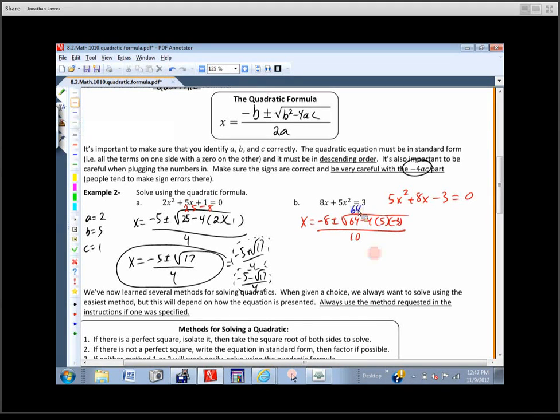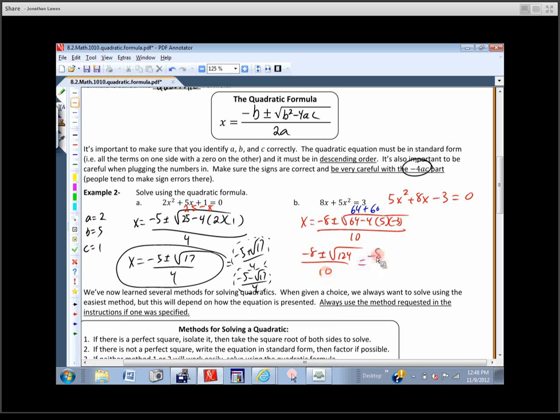This is 64. Am I going to be adding or subtracting? I'm going to be adding because there's two negatives. So I'm going to put a plus here, and then let's figure out what that number is. This is 20. So that's going to be 60. So this is going to be negative 8 plus or minus the square root of 124 over 10. I do need to simplify. It's not like the answer just drops out and here you go. Plug it in and you're done.